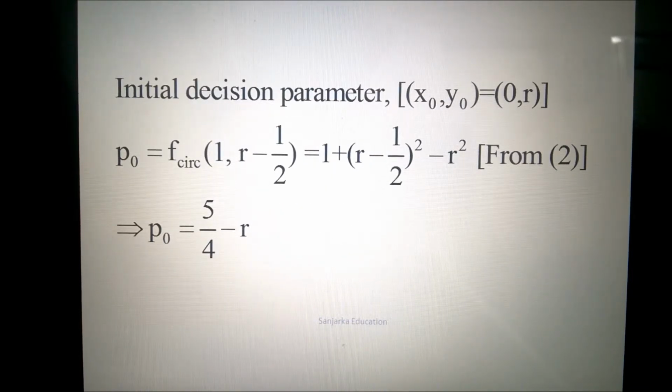Then we are coming to find the initial decision parameter. That initial position in that octant in the first quadrant, as I already showed in the diagram, is 0, r. That means r is the radius. And you substitute that in the function, we can find the decision parameter here. This is the decision parameter.